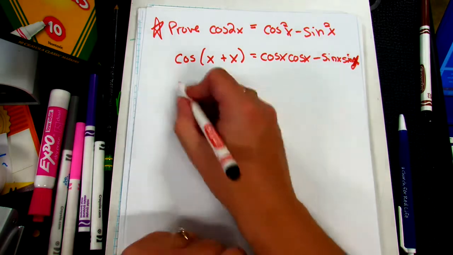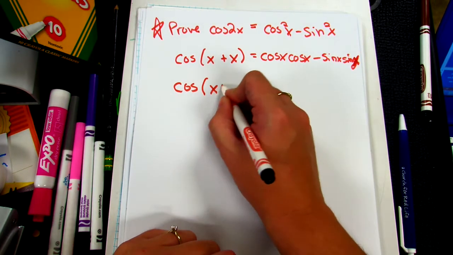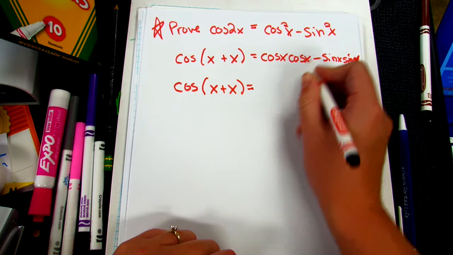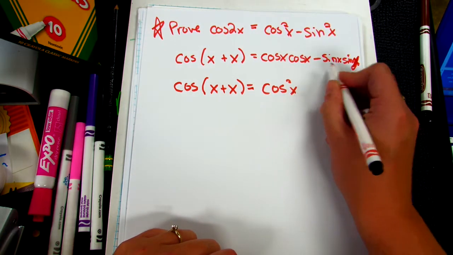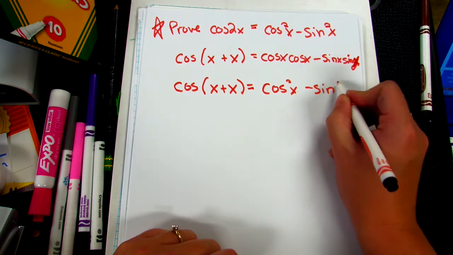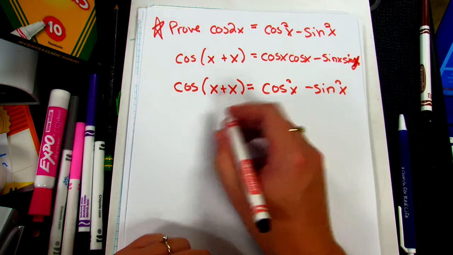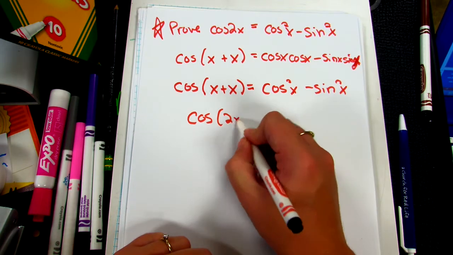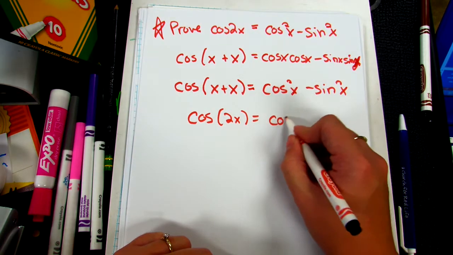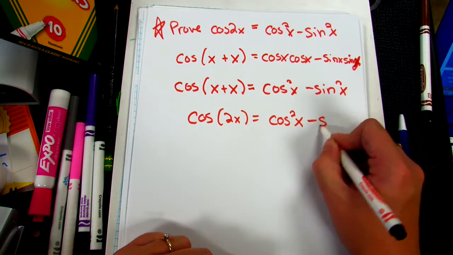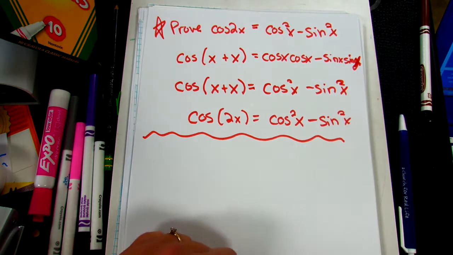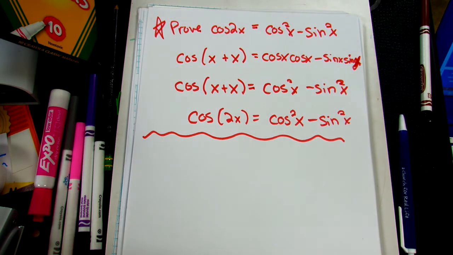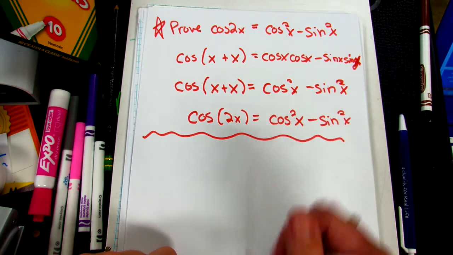That means cosine of x plus x is equal to cosine times cosine, which is cosine squared, and then sine times sine, which is sine squared. x plus x is 2x, and we have cosine squared minus sine squared. So that's where that identity originates from. Now I can use this to prove the next one.